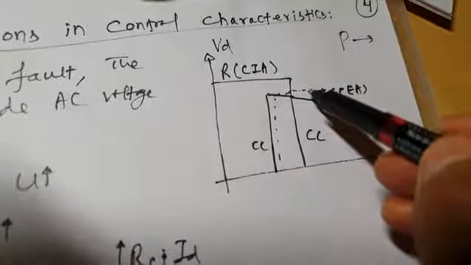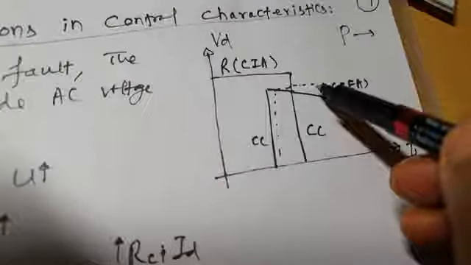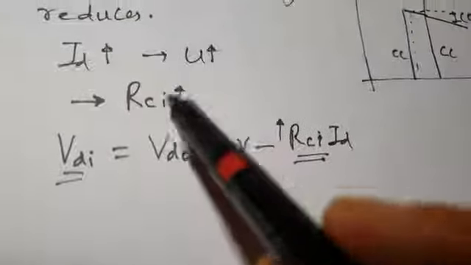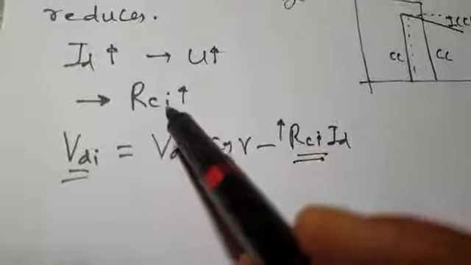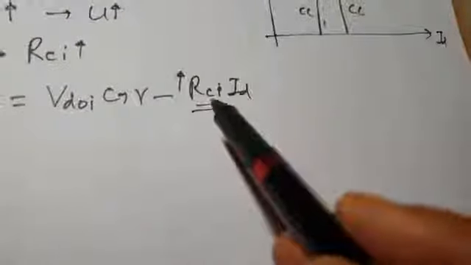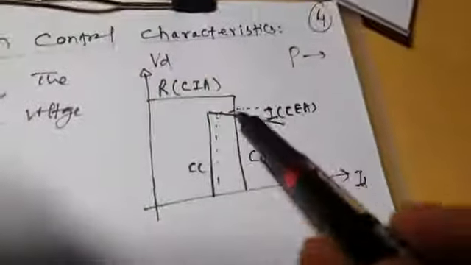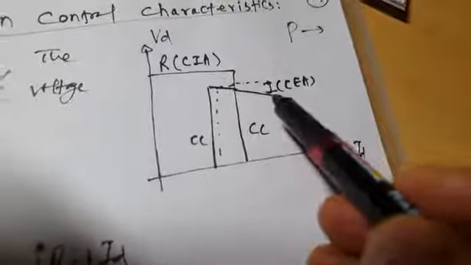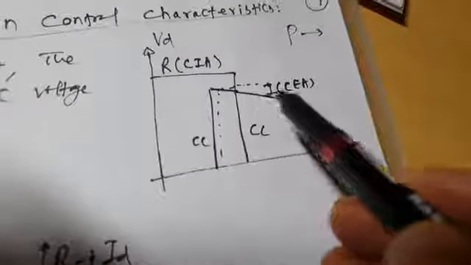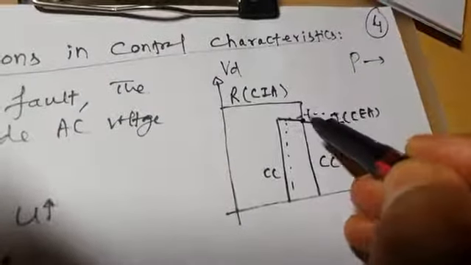But because of the AC side voltage decrease, ID has increased, that has increased U, and that has increased the equivalent commutation resistance. Because of this, the drop increases, so this voltage decreases. So the inverter voltage characteristic will be more sloping, more drooping in nature, as you can see. Now what is the problem with this? This is the operating point. Let us suppose the operating point is P.